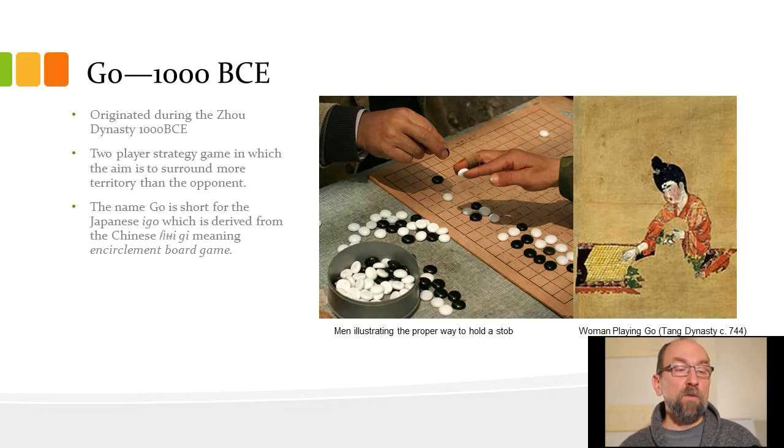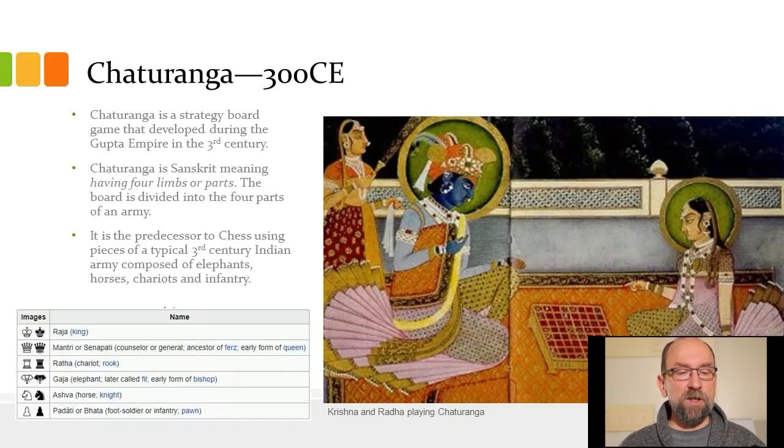Go is considered by most people to be the oldest continually played game in history. It originated in the Zhou dynasty, around roughly 1000 BCE. It's a 2-player strategy game in which the aim is to surround more territory than your opponent. The name Go, interestingly enough, is derived from the Japanese word igo, and that comes from the Chinese, where the game originated, again, the Zhou dynasty, weiqi, which means encirclement board game. So again, names usually refer to how to play.